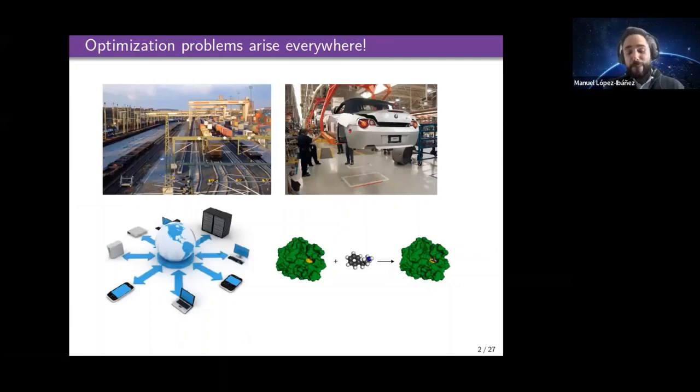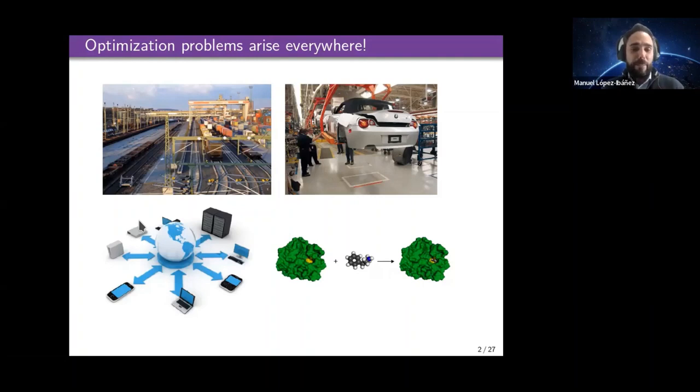The first thing I'm going to focus on is optimization. If you have never heard of optimization, the idea is that we want to find solutions that maximize or minimize certain objectives and satisfy certain constraints. Optimization problems are everywhere: in manufacturing, in logistics, in communication networks, in bioinformatics. Everywhere you look, there are optimization problems to be solved and being solved every day.